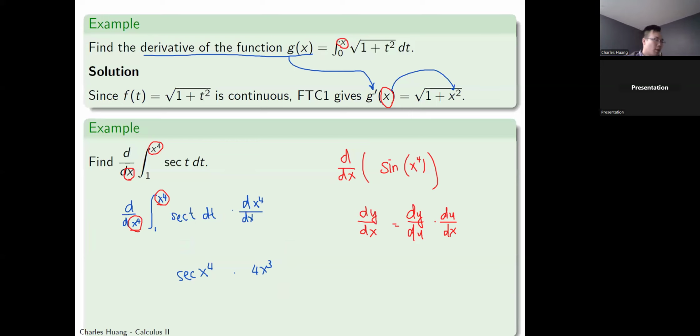So that's one of the things that we are going to need you to be able to do to look at these fundamental theorem of calculus problems. At least be able to convert between the derivatives and the antiderivatives.